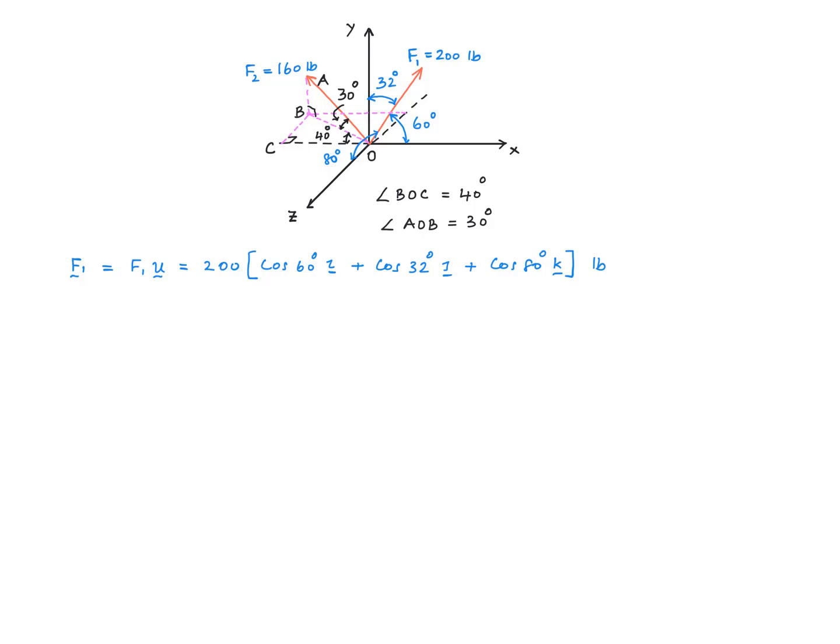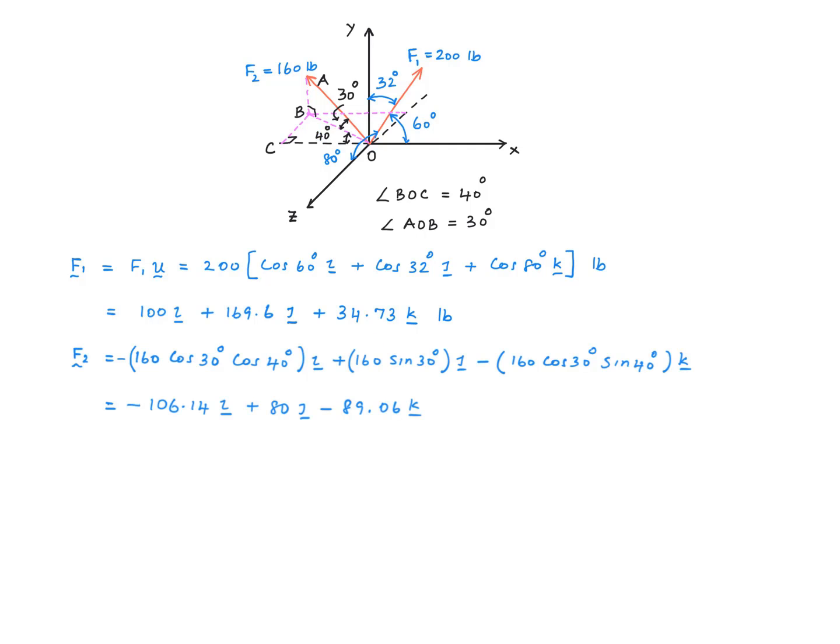The unit vector is cosine of the angle that F makes with the x-axis multiplied by i, plus cosine of the angle that F makes with the y-axis multiplied by j, plus cosine of the angle that F makes with the z-axis multiplied by k. The magnitude of F1, of course, is 200 pounds. So let's keep the unit as well. Simplifying it, we get this for F1.